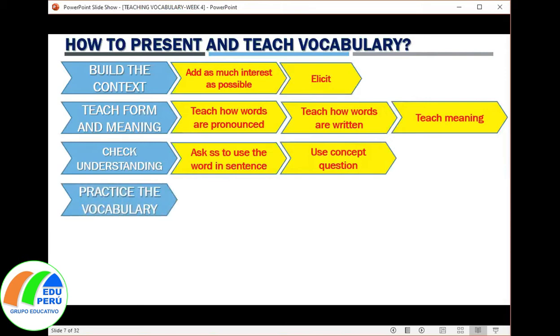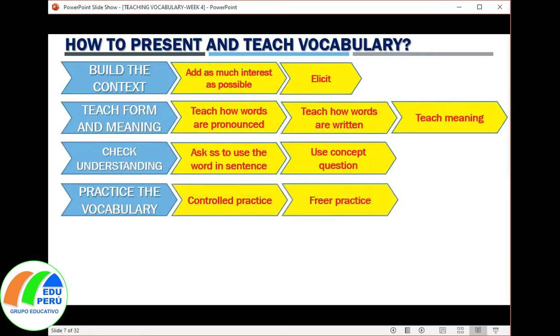Another one is to practice vocabulary. Notice, first we build the context, then we teach them the form and meaning, then we check understanding, then we practice the vocabulary. So here we're going to give a controlled practice to our students, and also freer practice. Controlled practice means that you're going to give them some activities that you're going to guide. You're going to give some indications or some models or some patterns, and they are going to follow this. This is a controlled practice.